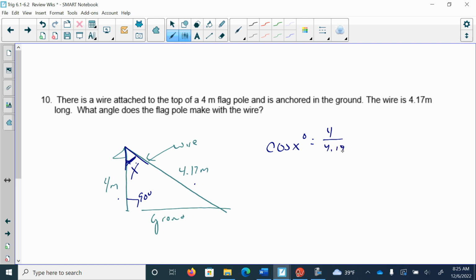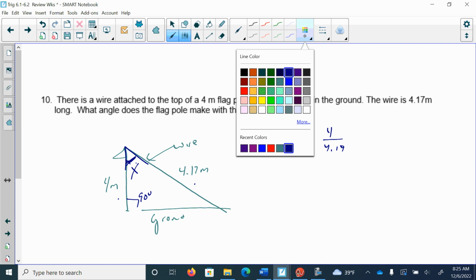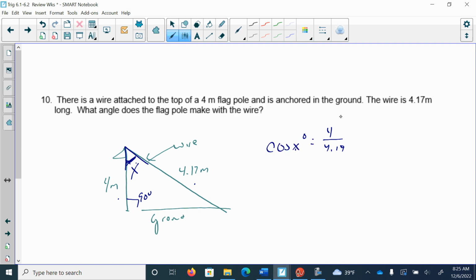So when I do this, I'm looking for just x, so I have to get rid of that cosine. So I'm going to do the inverse of cosine. So that will cross these two out. If I do the inverse of cosine here, I have to do the inverse cosine here. So I'm going to have x is equal to, and it'll be 16.42 degrees when I change it to degrees.